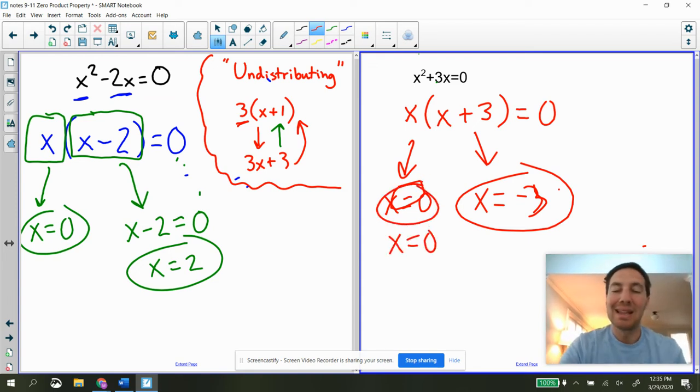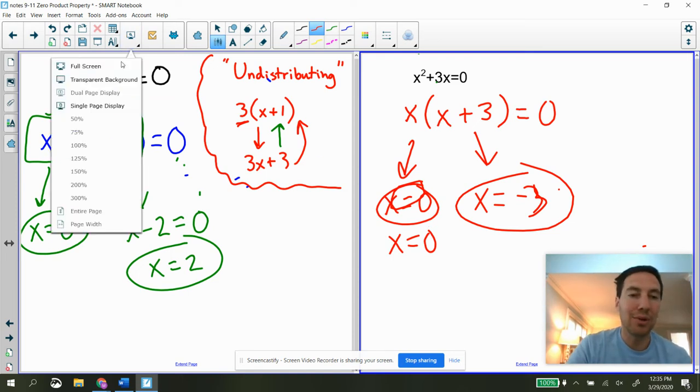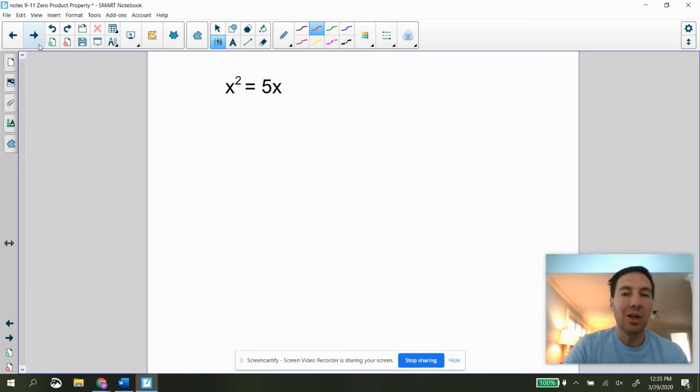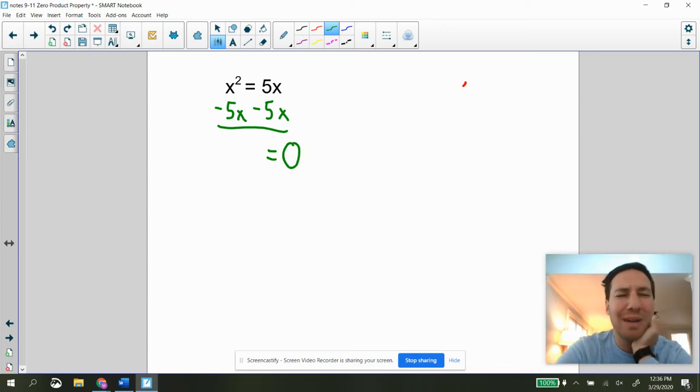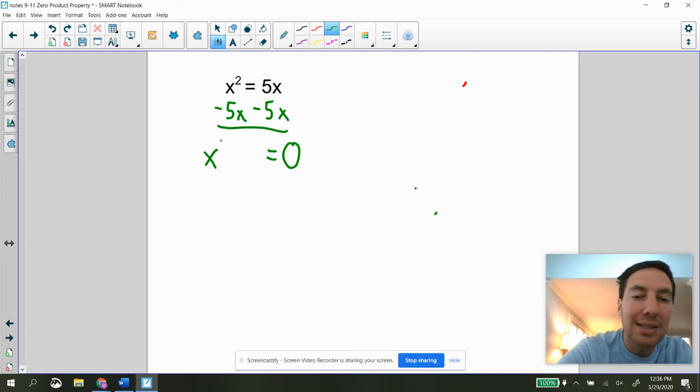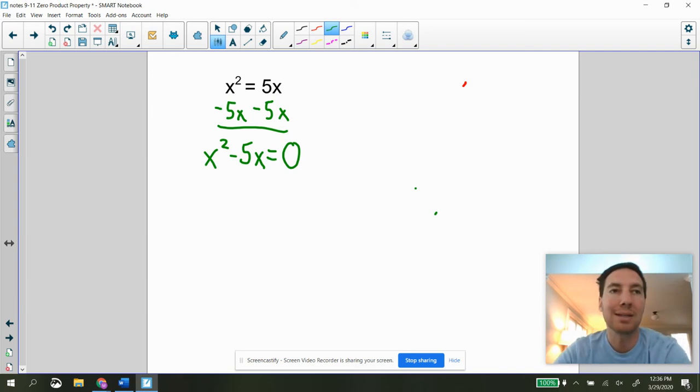All right, let's try one that's a little more interesting. What if it looks something like this? X squared equals 5x. Well, the first problem is we want to do zero product property. I don't see a 0. Well, I know how to fix that. If we subtract 5x from each side, over here we're good. That's just 0. But x squared minus 5x, you can't actually do anything. Those aren't like terms. So we're just going to write this as x squared minus 5x. It's certainly not negative 4x.